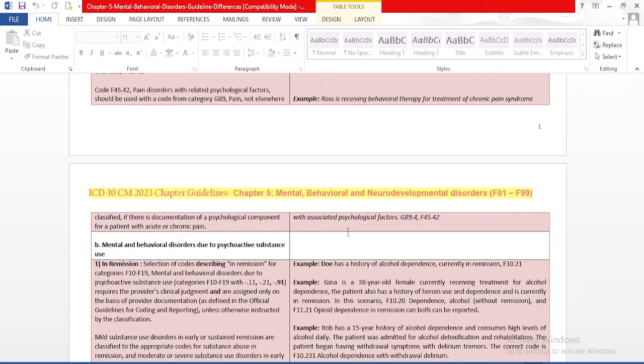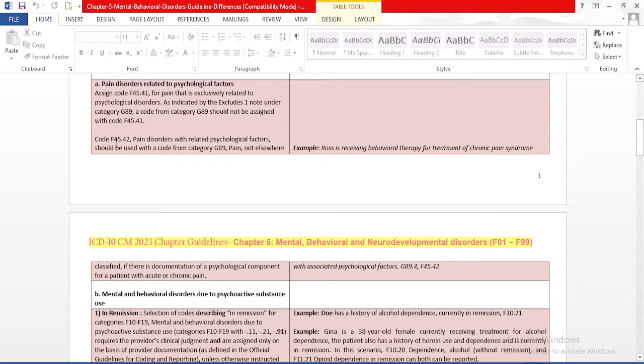Next, code F45.42, pain disorders with related psychological factors, should be used with a code from G89, pain, not elsewhere classified, if there is documentation of a psychological component for a patient with acute or chronic pain. So basically what it tells us is if the patient has psychological factors as well as acute or chronic pain, we need to use F45.42 as well as a G89 series code.